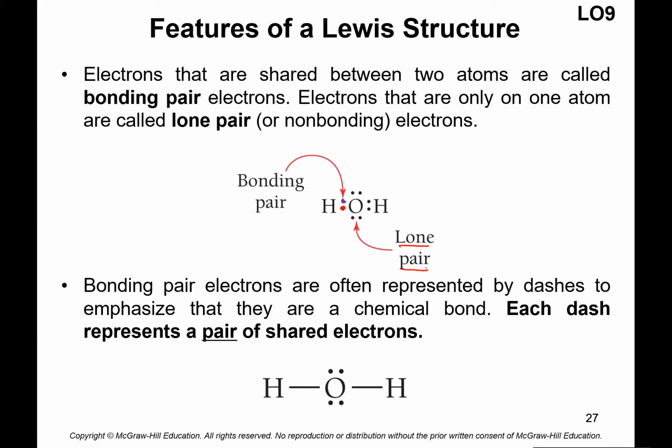So then in Lewis structures, once we have identified our bonding pair electrons, we represent those with dashes. That way it's easier to see which electrons are lone pairs. So these here are going to be lone pairs. And these dashes basically contain 1 electron from oxygen and then another electron from hydrogen. So each dash represents a pair of shared electrons, where 1 electron is coming from one atom and the other electron is coming from the other.